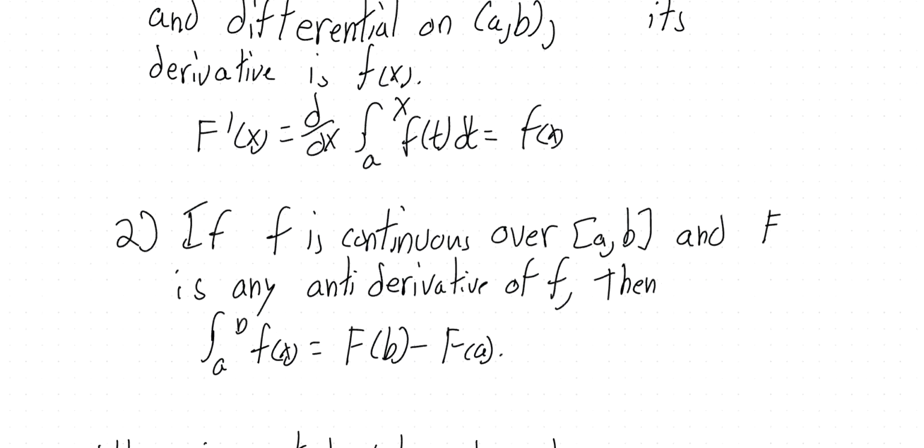The second thing is if f is continuous over a closed interval [a, b], and big F is any antiderivative of f, then the integral from a to b of f of x is big F of b minus big F of a. These are two crucial points. We're going to focus more on the second point today, just to show you a fluid, correct method for every single example that they could ever throw at you.